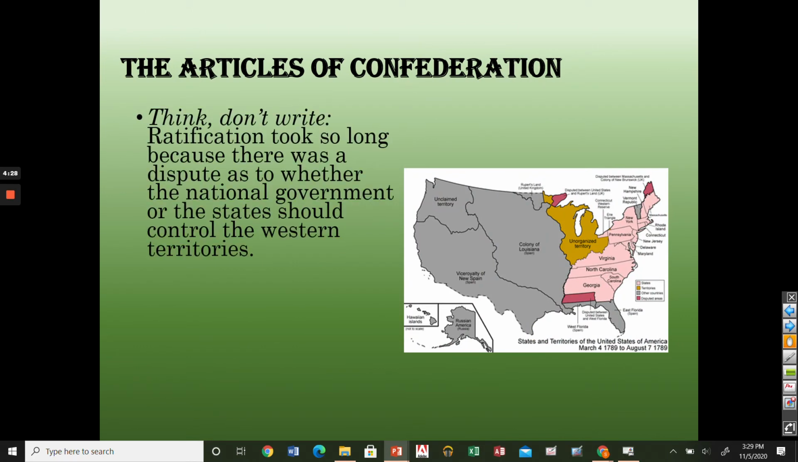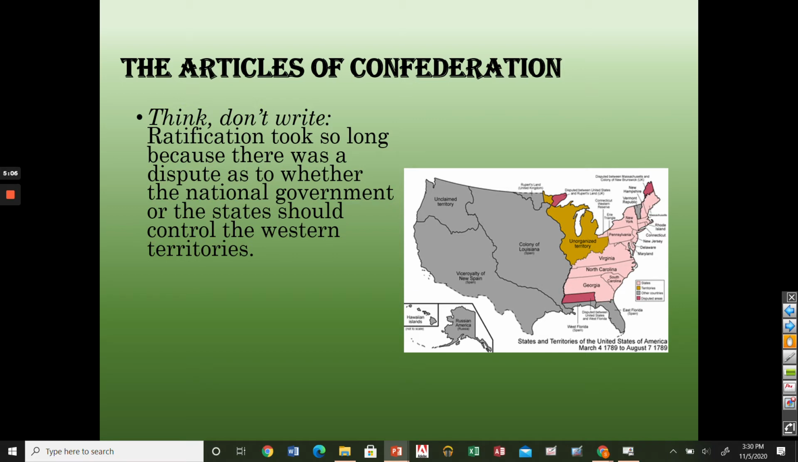All right. Now, again, you don't have to write this. This is background. But exactly why did it take so long? It's because there was a dispute as to whether the national government or the state should control the Western territories. Remember, after the French and Indian War, Britain took all the land from France that was between the Appalachian Mountains and the Mississippi River. All right, you see it on the map here on the screen. And for the longest time, all the colonies, their borders were basically the Appalachian Mountains. All right, that ring of mountain, or that row of mountains running more or less parallel to the Atlantic Ocean.